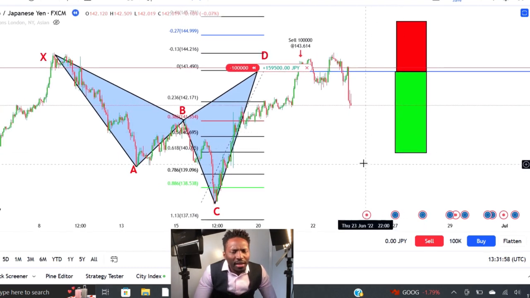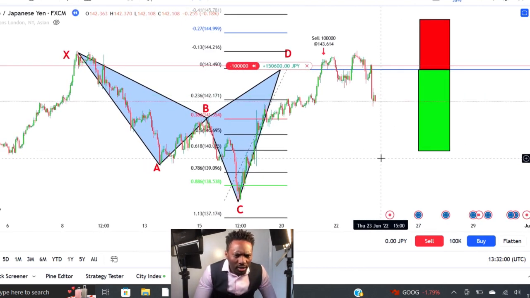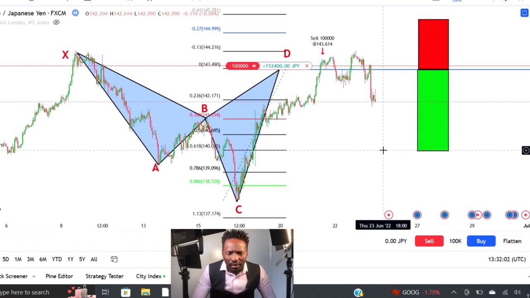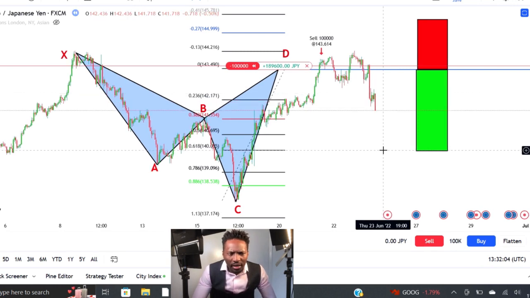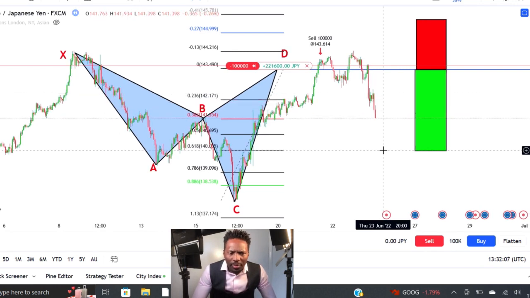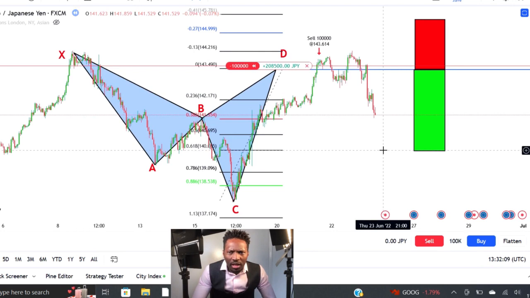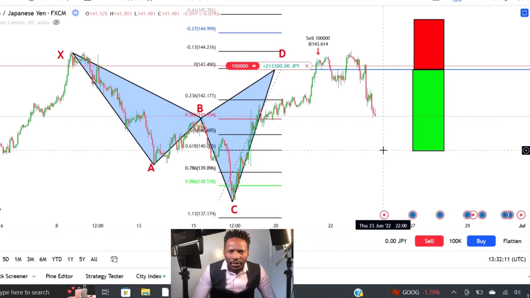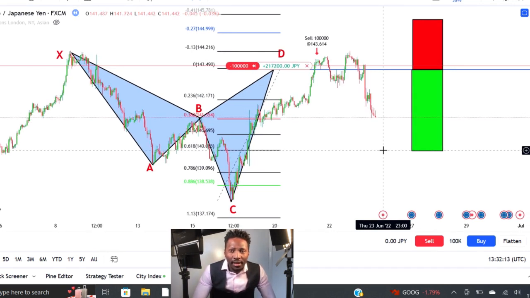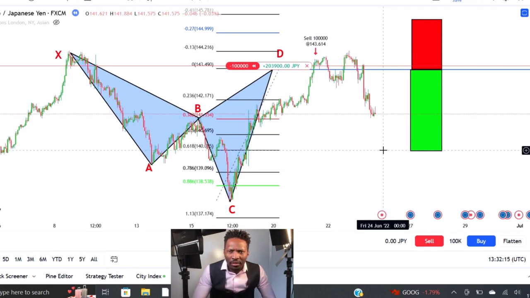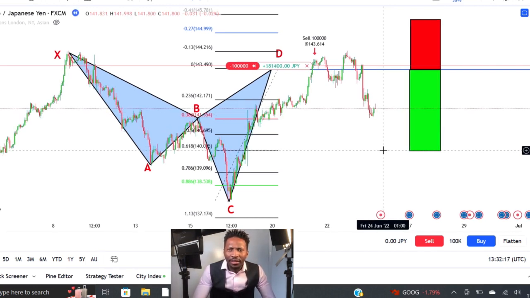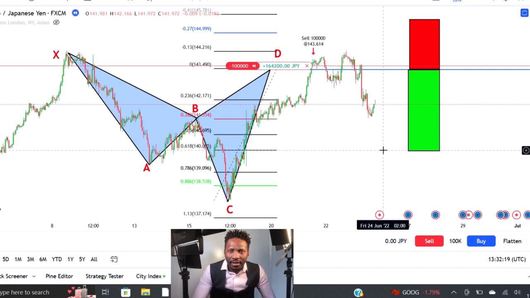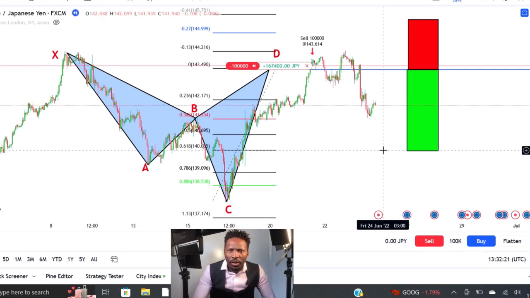There is an easy way to know where your stop loss is going to go if you're trading an advanced pattern, because the simple rule for most advanced patterns is that once the price goes beyond X, then that trade is completely invalidated. This is one of the reasons why I love advanced pattern, because the rules are very simple and clear to follow once you understand it.